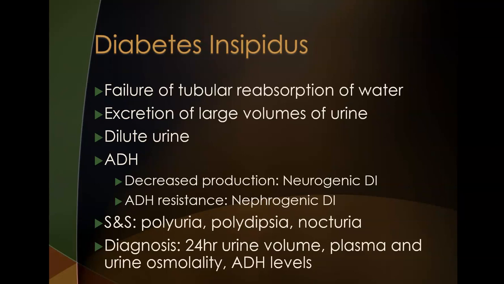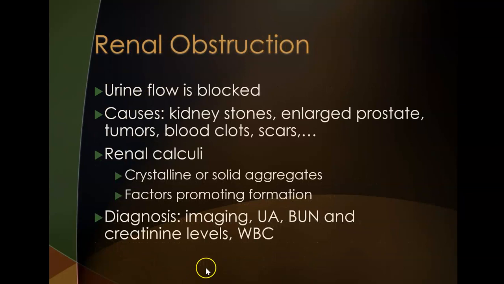So there you go. The diagnosis of diabetes insipidus is made with a 24-hour urine to check for the volume of urine that's being passed in 24 hours. And then you can do plasma and urine osmolality and draw antidiuretic hormone and check those levels.